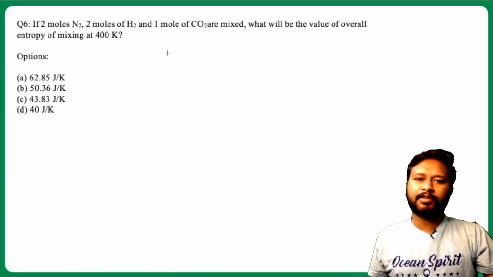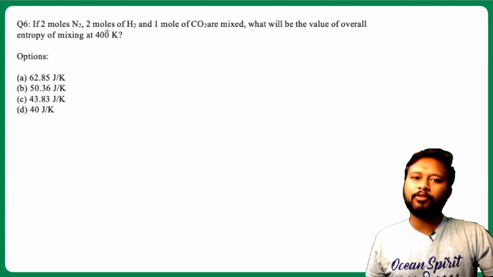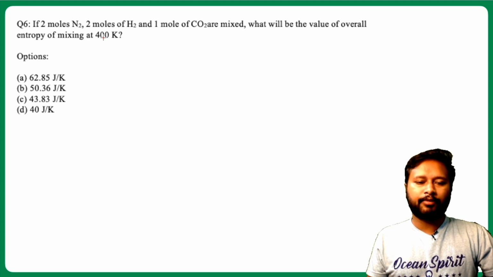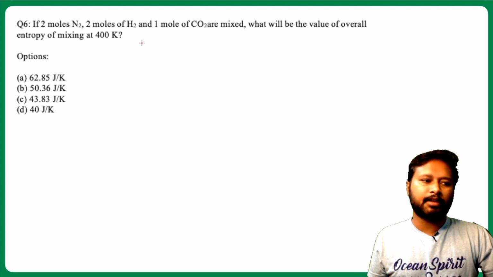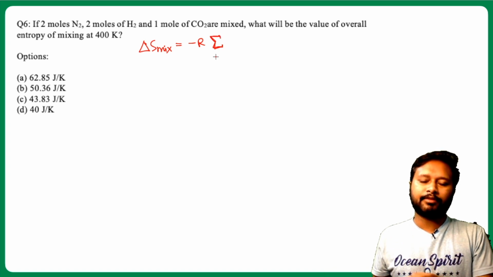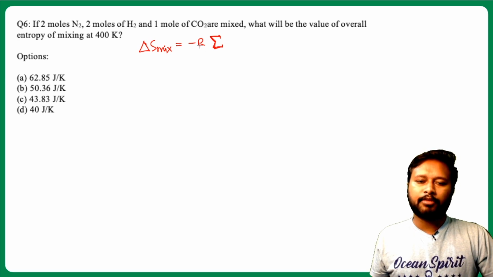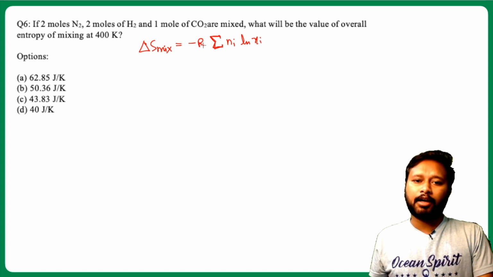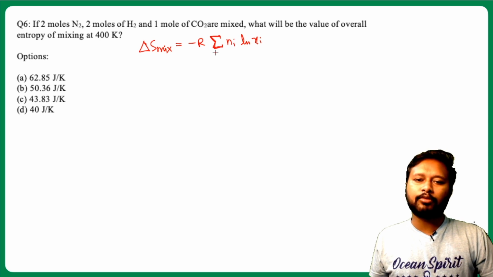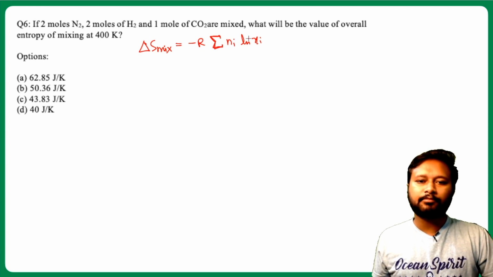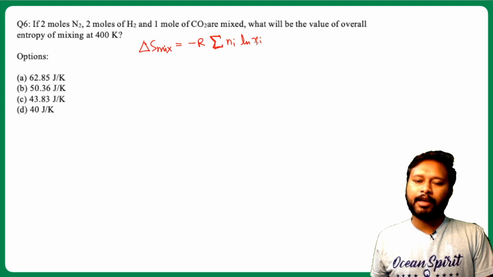All right, the next question is based upon entropy of mixing. It says if 2 moles of N2, 2 moles of H2 and 1 mole of CO2 are mixed, what will be the value of overall entropy of mixing at 400 Kelvin? So first, let's write down the formula. Delta S of mixing is equal to minus R sigma Ni ln Xi. There are various forms of this formula, and you can use any one of them. There is one more, R into N and Xi ln Xi, that also you can use, but this is what I'm going to use in this solution. Ni is the number of moles of that particular species, Xi is the mole fraction of that.